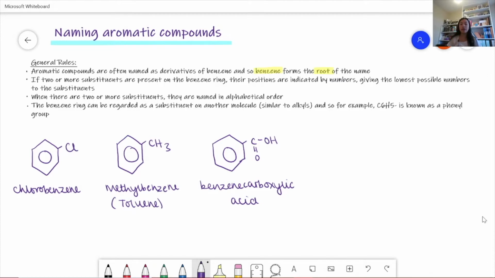The final example I'm going to look at is nitrobenzene. So we have a benzene ring, and then we have an NO2 group attached. So this is nitrobenzene, and this is what we form when we go through nitration with benzene. Then the second rule is that if two or more substituents are present on the benzene ring, their positions are indicated by numbers, very similar to when we label substituents on alkanes or alkenes, and we give the lowest possible numbers to the substituents.